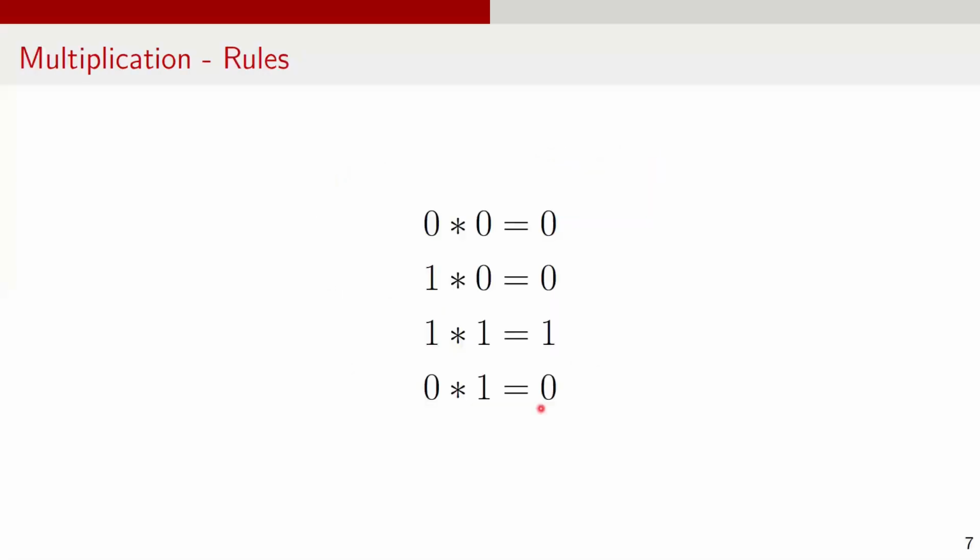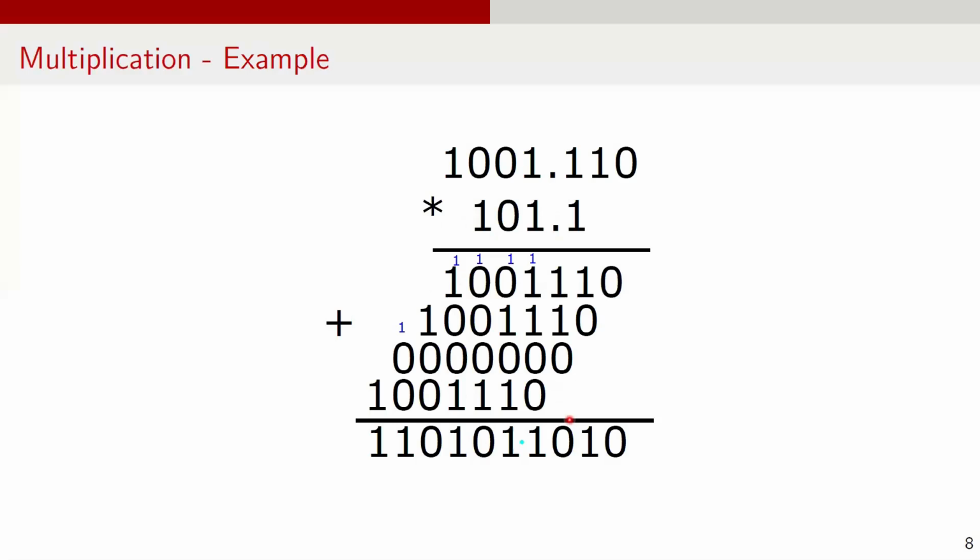After subtraction, we'll look into multiplication. Here are the rules. 0 times 0 is 0. 1 times 0 is 0. 1 times 1 is 1. And 0 times 1 is 0. In binary multiplication, similar to the decimal multiplication that we learn in school, we multiply each bit of one binary number to each bit of another binary number. And then we add the partial products to obtain the final product.